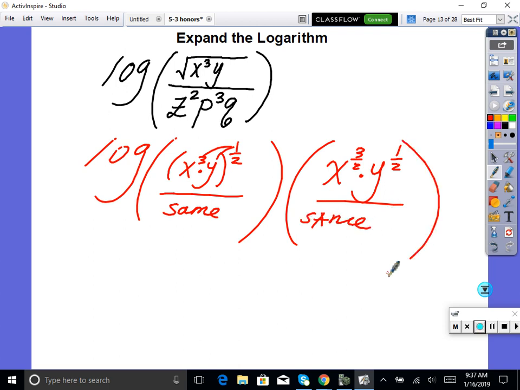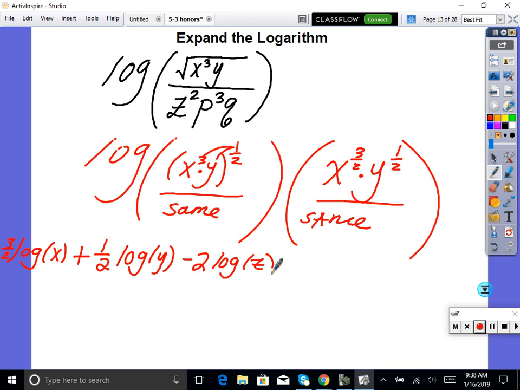So now from there, I went for it. I split it apart. I said I have a 3/2 log of x plus 1/2 log of y. Now divide means subtract. Minus 2 log of z. Subtract again because p is also on bottom. 3 log of p. And then it's subtract again, log of q.